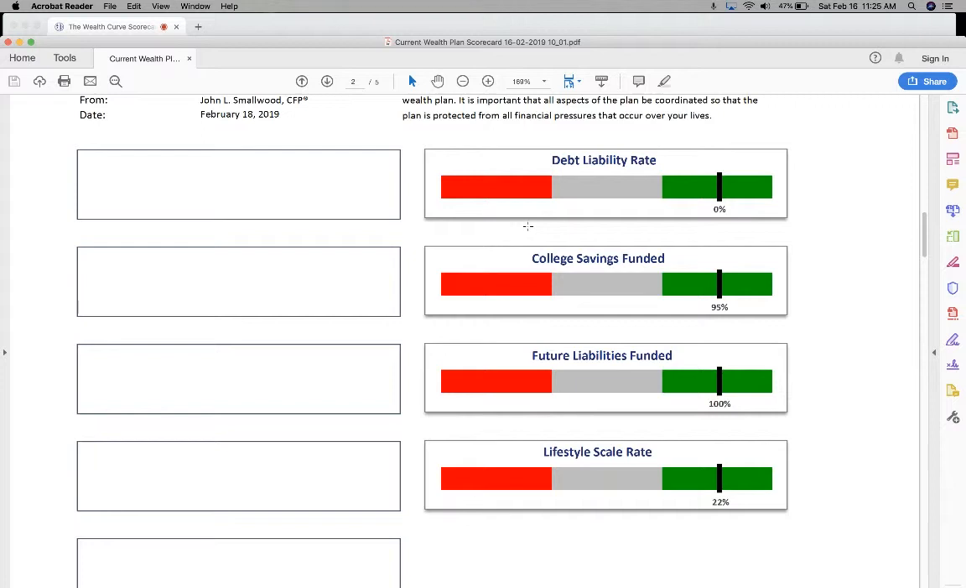Let's look at your debt liability, if that's important to you. If it's part of your overall plan, it may not be. And understand, is that debt structure optimal? Are you getting the most benefits from having that debt? And is it the most efficient for your unique plan?